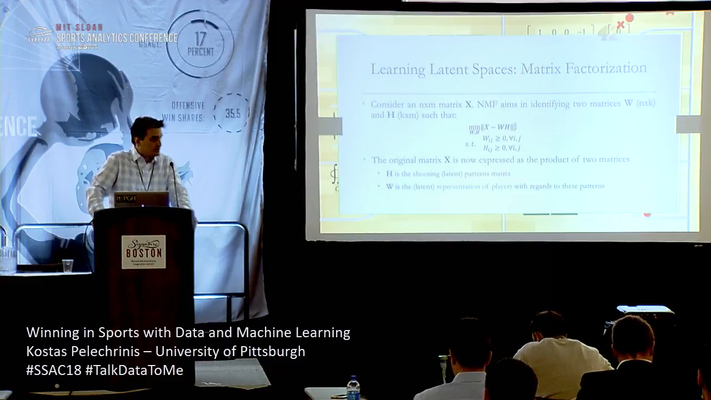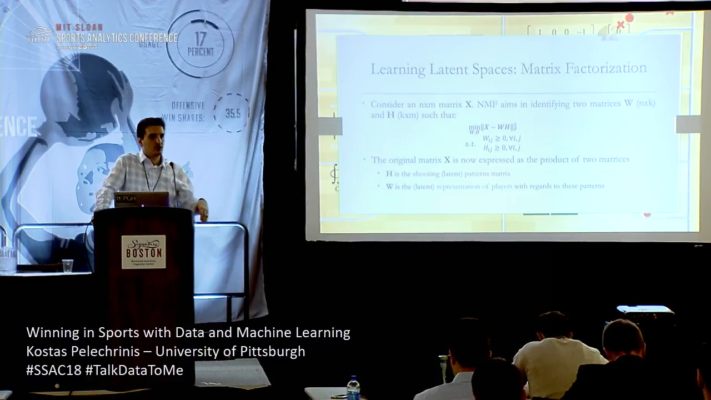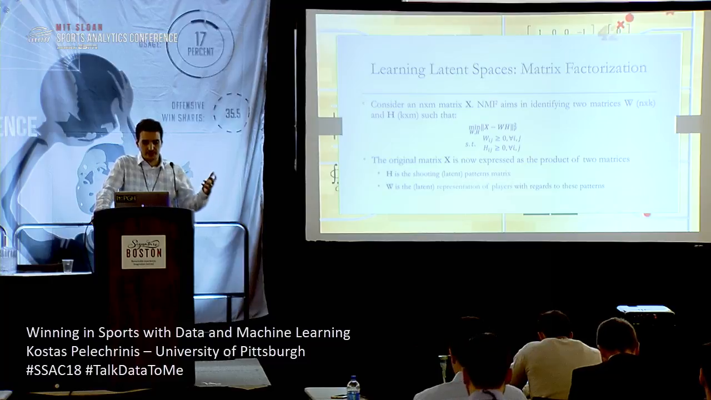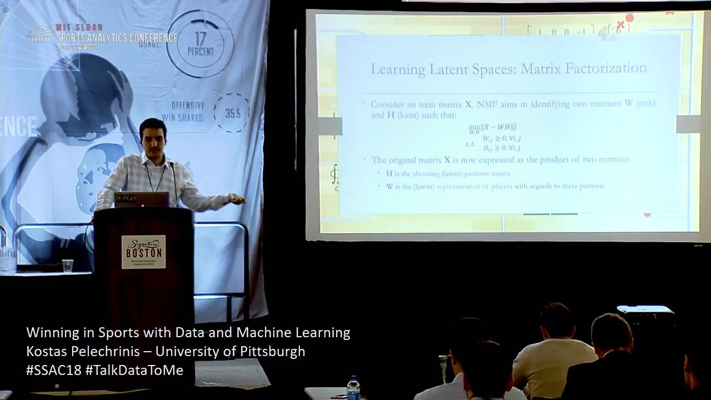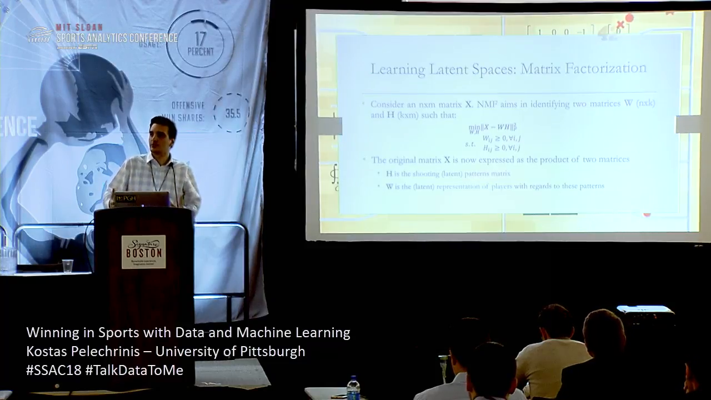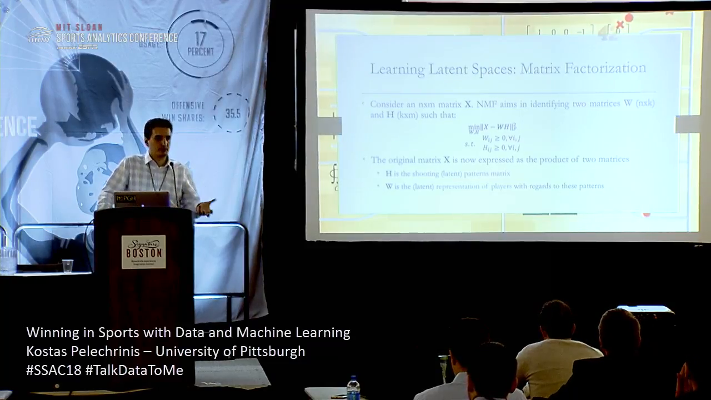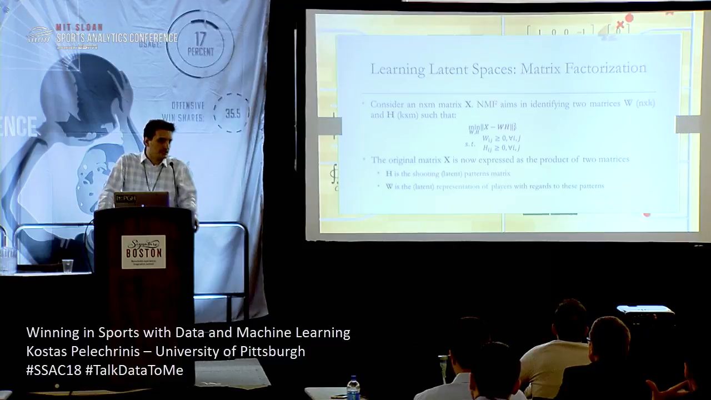So this is exactly what matrix factorization is doing. You have the original matrix, let's say n rows, m columns, matrix X. And what non-negative matrix factorization is trying to do is find two matrices, let's say W and H, which, if you take their product, is as close as possible to the original matrix. So you want to approximate matrix X with two matrices whose product will give you matrix X.